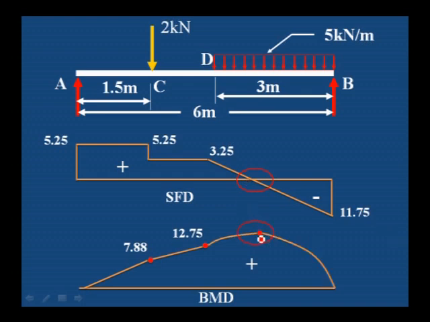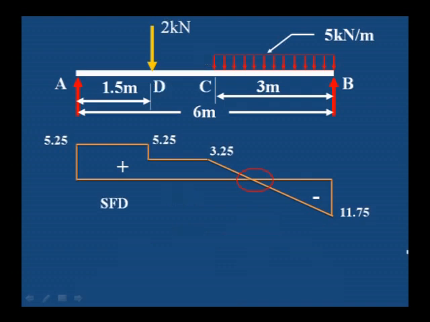Okay, this portion, when we are drawing the bending moment diagram, you can observe here A to C is an inclined line, and C to D is an inclined line. From D to B is a parabolic line. It is a parabolic line with a rise at this particular point, because this is where the maximum bending moment occurs.